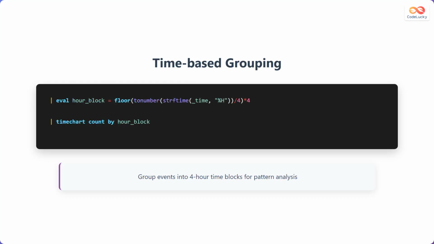The floor command is also excellent for time-based grouping. This example extracts the hour from the timestamp, divides by 4, applies floor, then multiplies by 4 to create 4-hour time blocks. The result groups events into periods like 0 to 4, 4 to 8, 8 to 12, and so on. This technique helps identify patterns in your data across different time periods of the day.